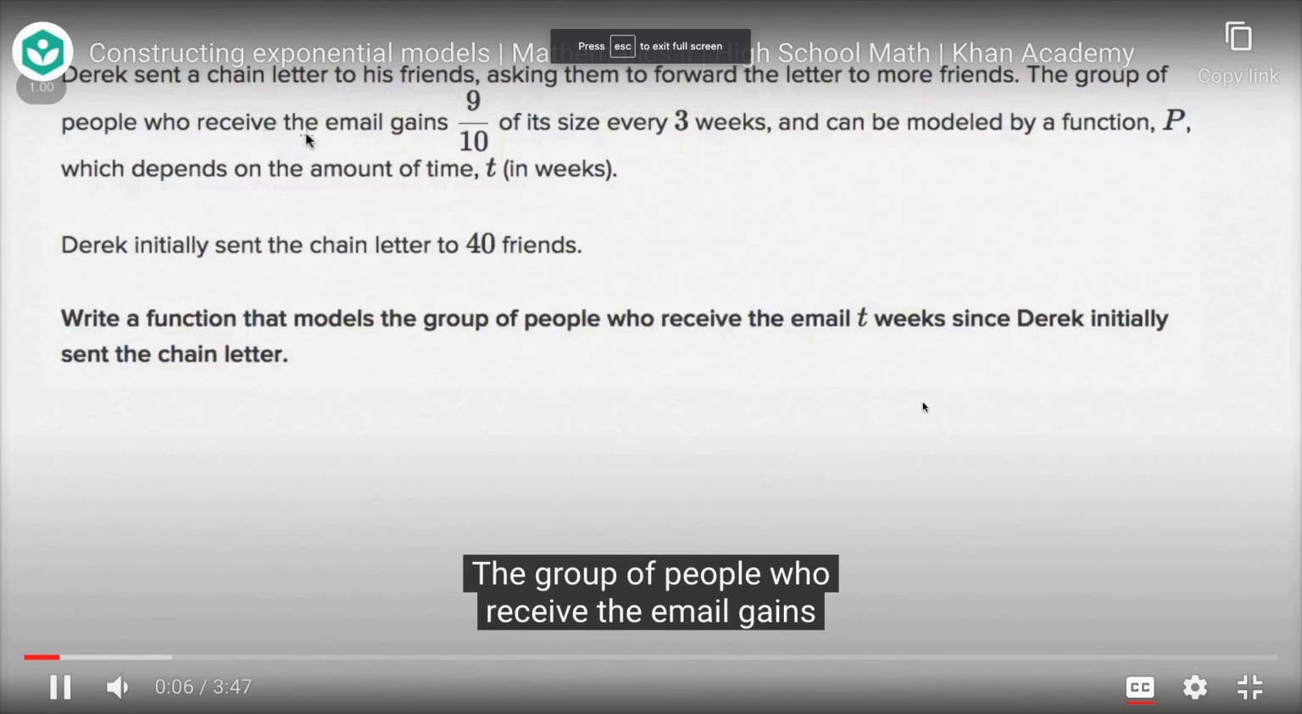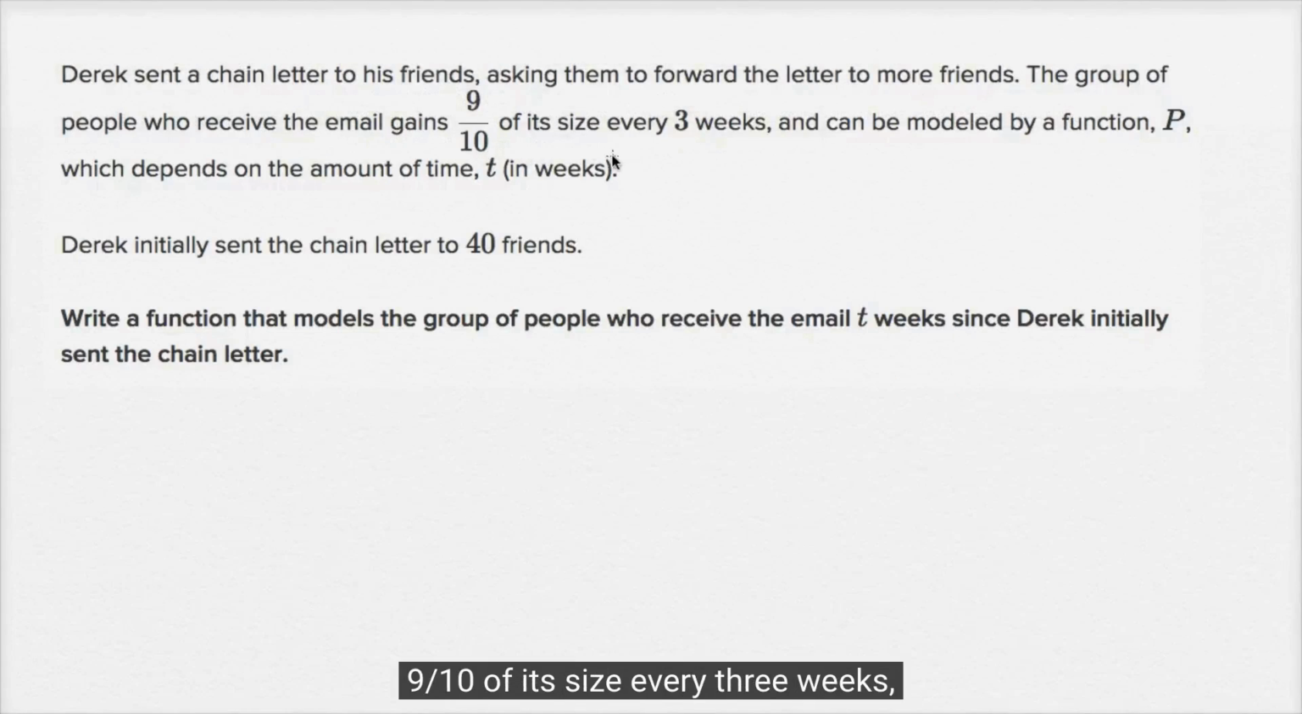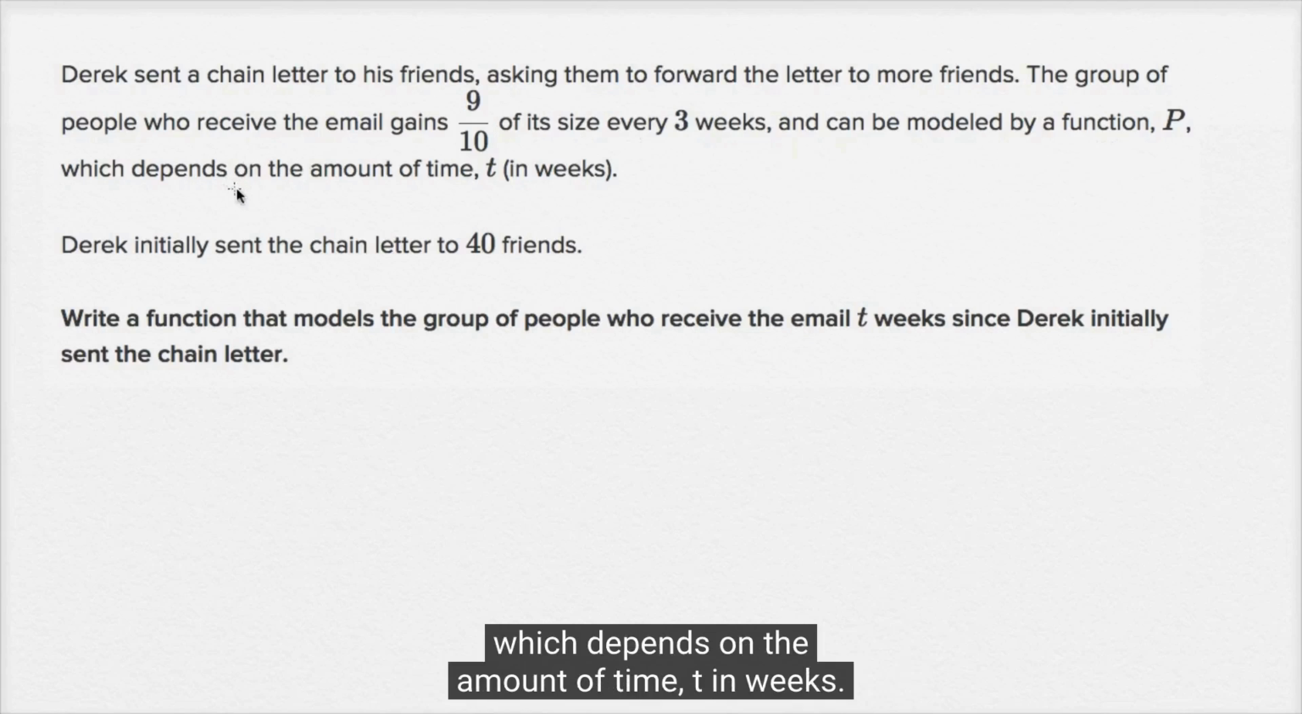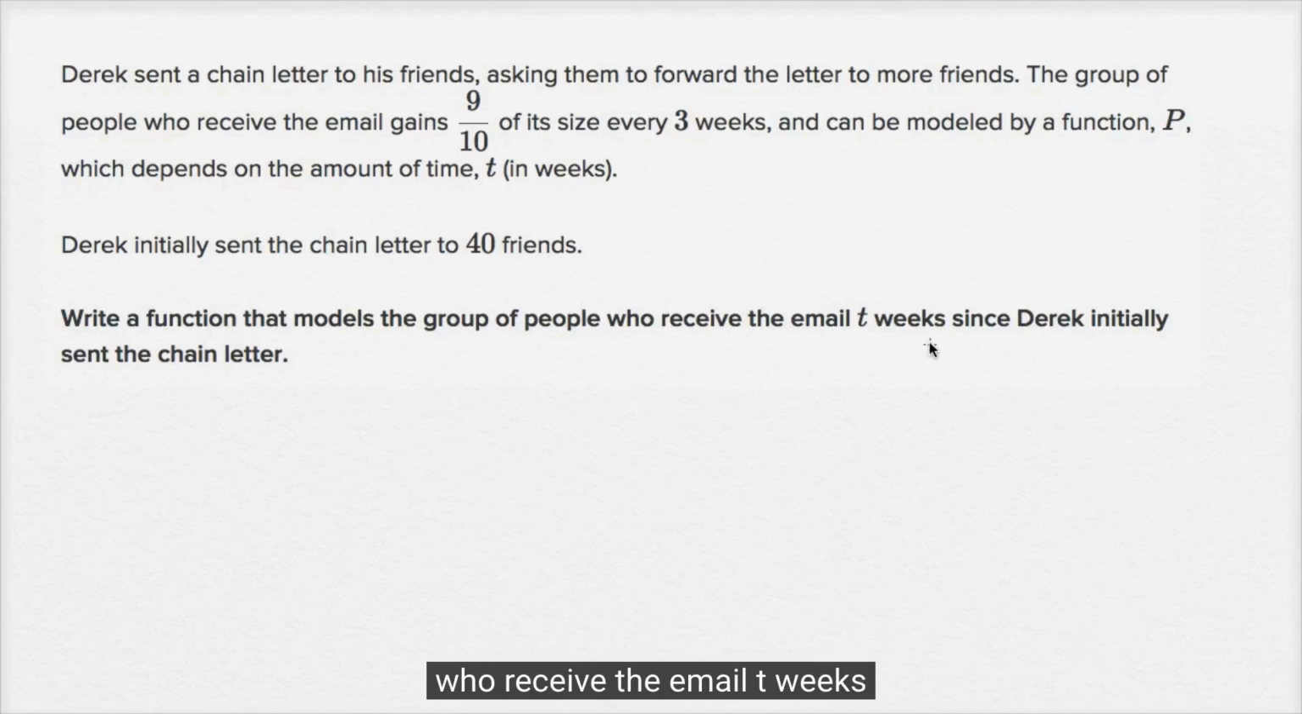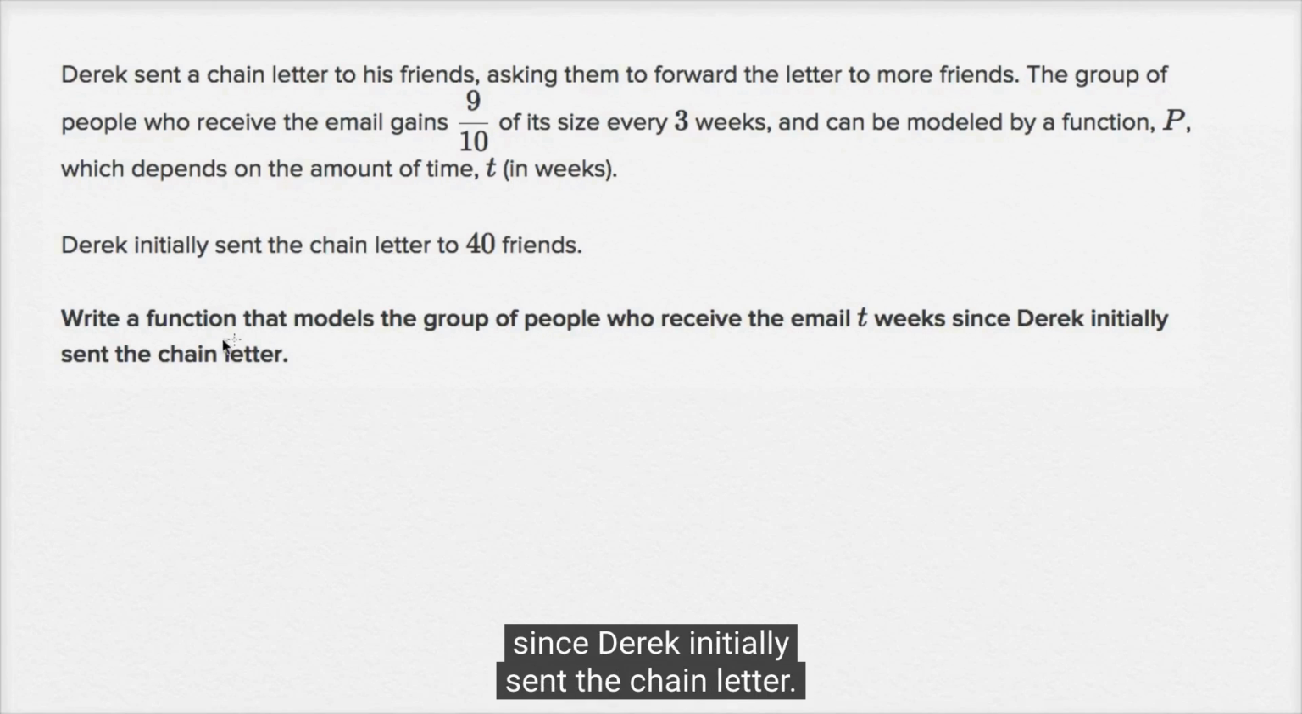The group of people who receive the email gains 9/10 of its size every 3 weeks and can be modeled by a function p, which depends on the amount of time t in weeks. Derek initially sent the chain letter to 40 friends. Write a function that models the group of people who received the email t weeks since Derek initially sent the chain letter. So pause the video if you want to have a go at this.